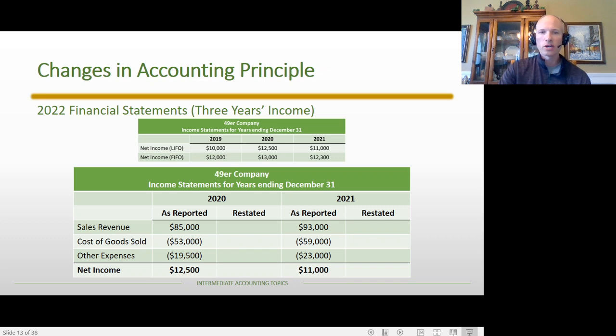And then as far as the test is concerned, I had a student ask, well, how is this going to look on a test? Essentially, what you'll be given is that as reported column, and then you'll be required to fill out the restated column. You'll be given the as reported amounts, and then you'll need to provide the restated amounts. Anything that you see blank here would also be blank or something similar on the test.